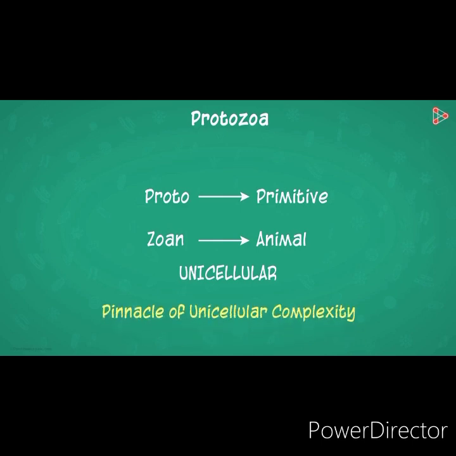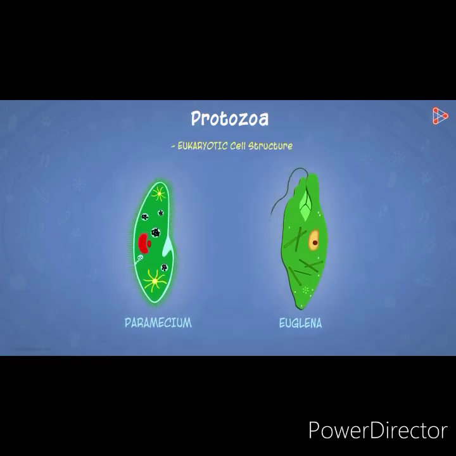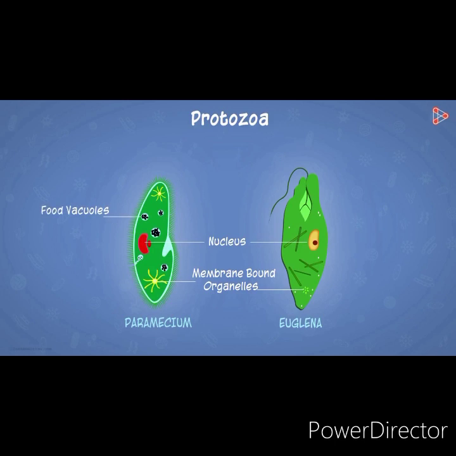Hence, they are also referred to as the pinnacle of unicellular complexity. So, what do you think will be their structure? Well, they have a typical eukaryote cell structure. Just the nucleus and the membrane-bound organelles form an integral part of the cell. Many of them possess food vacuoles, which are used to store food, and these cells do not have a cell wall. Are there any more special features?